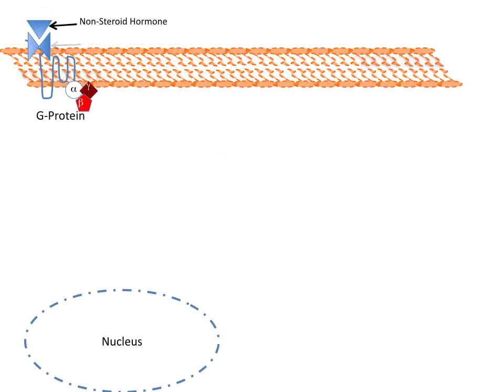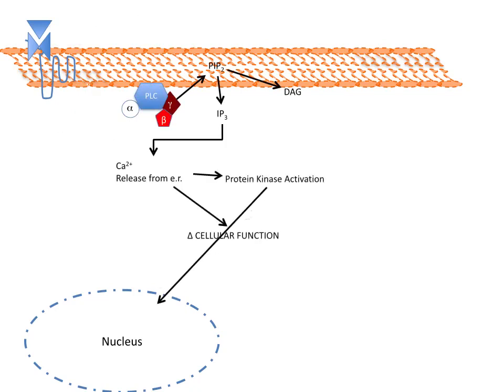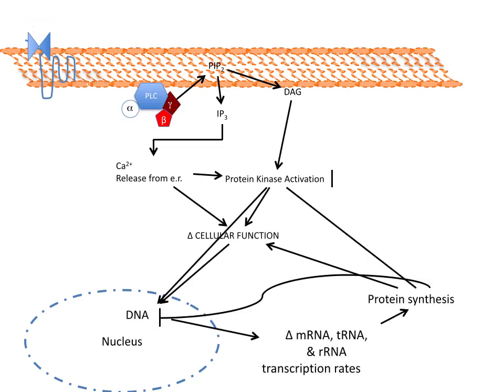Now what happens with the PIP2/IP3 pathway? We have the same initial activation sequence. However, all of the G-linked proteins will initiate a lipase activity. This will initiate a conversion of PIP2 to IP3, which causes the release of calcium from the endoplasmic reticulum.